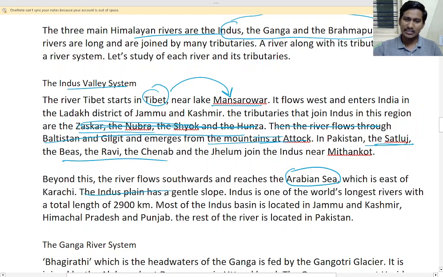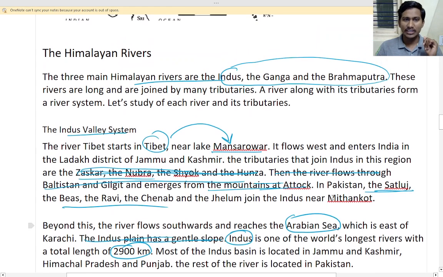The length is 2,900. So remember that much is enough. Okay. This much. So most of the Indus basin is located in Jammu Kashmir, Himachal Pradesh and Punjab. The rest of the river system is located in Pakistan. Okay. So this much about the Indus Valley.